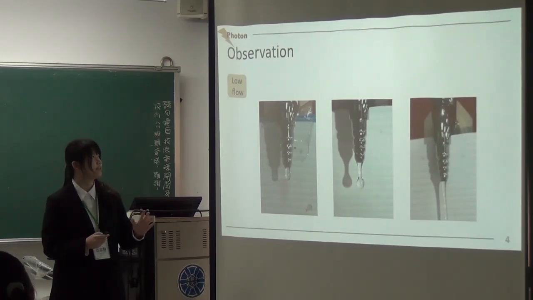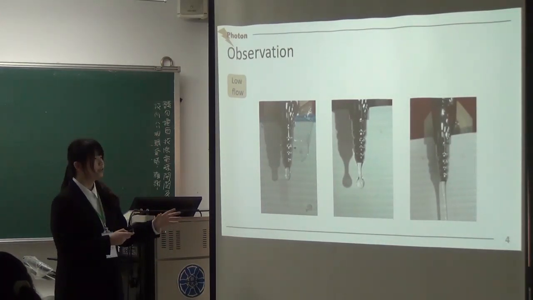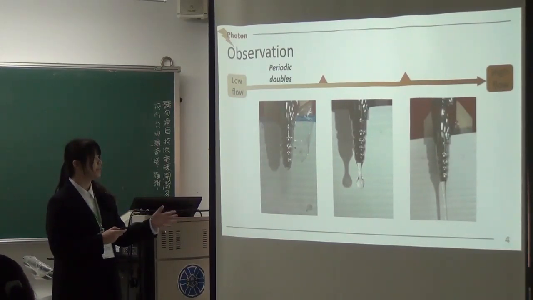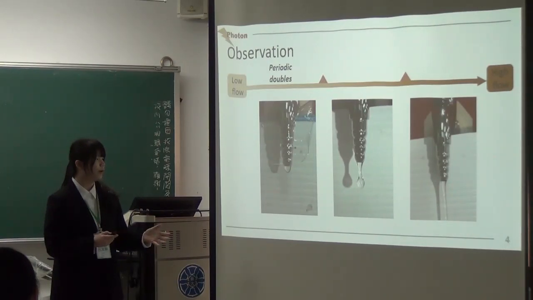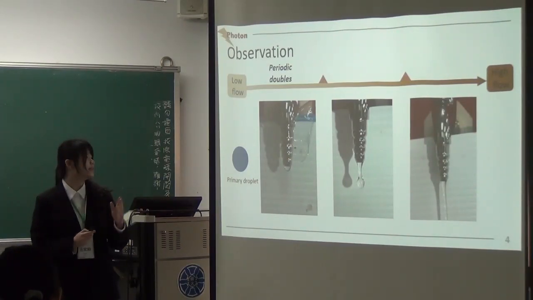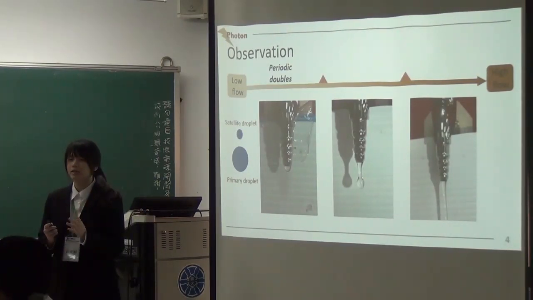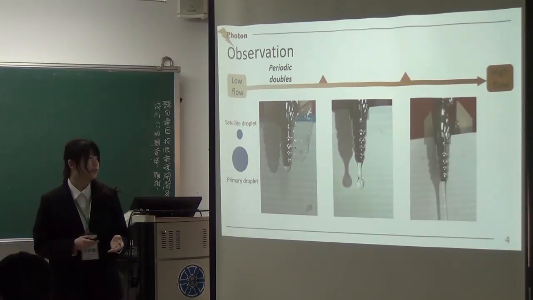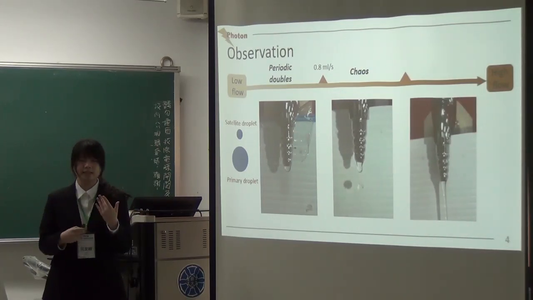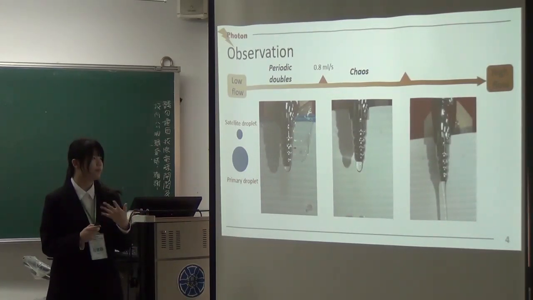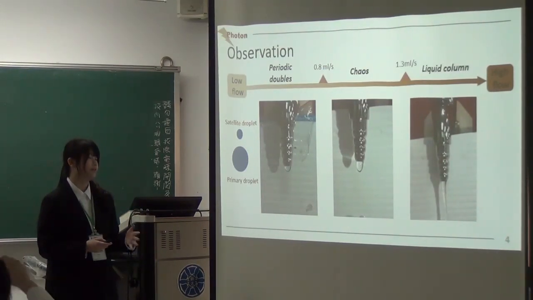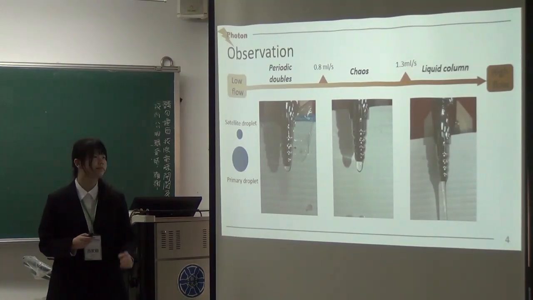And here is an observation. From a low water flow rate to a high water flow rate, we find three stages. The first stage is period doubling. The period doubling has two droplets. The first droplet is the primary droplet, and the second droplet is the secondary droplet. When we increase the water flow rate to 0.8, we can get chaos. Chaos is very sensitive to initial conditions and hard to predict. When we increase the water flow rate to 1.3, the water will become a liquid column.